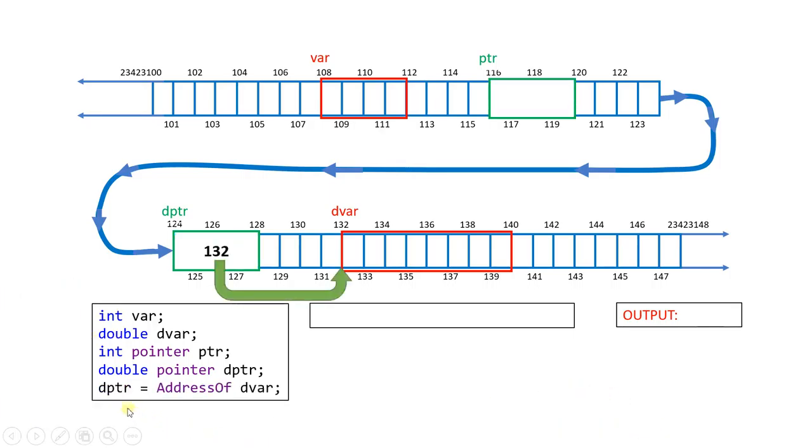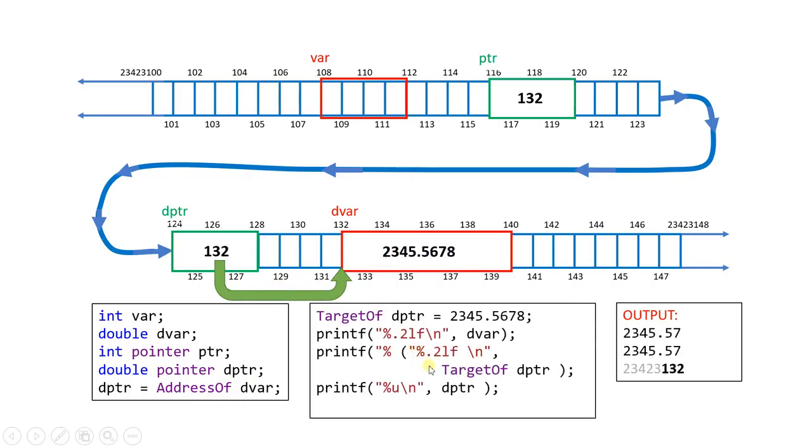And then after this, you can do all the things that you wanted to do. You can actually set the DPTR to the address of DVAR, that is 132. It's not going to have any problem, and you can do all the rest of the stuff. Put a double value into target of DPTR, no problem, because it knows that the target of that address is a double. It's going to put it over there. You can print that one, and you'll see the value that gets printed is exactly that. And if you print the target of DPTR, the same thing. And if you print the address, 132 is going to get printed.